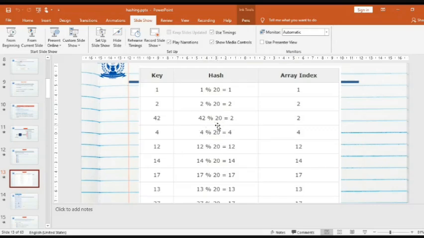42 divided by 20 and take the remainder. What is the remainder? 42. So we got 2: array index 2 for the key value 2, and for the key value 42 also we got array index 2. So there is a collision. This means there is a collision.